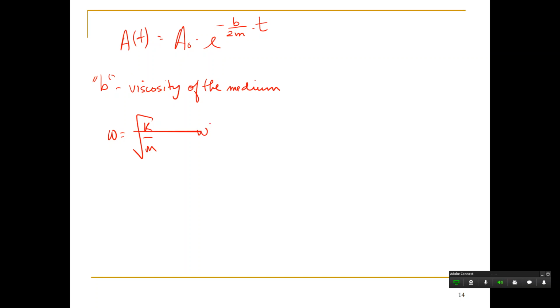So we have a corrected value now that we're going to call angular frequency prime. You can call this the damped angular frequency. There's a correction value for it. It's going to be the square root of k over m, because that's still very important. But now you have to incorporate that b value in there as well. So it would be k over m minus b squared over 4m squared. And so this is your damped angular frequency.